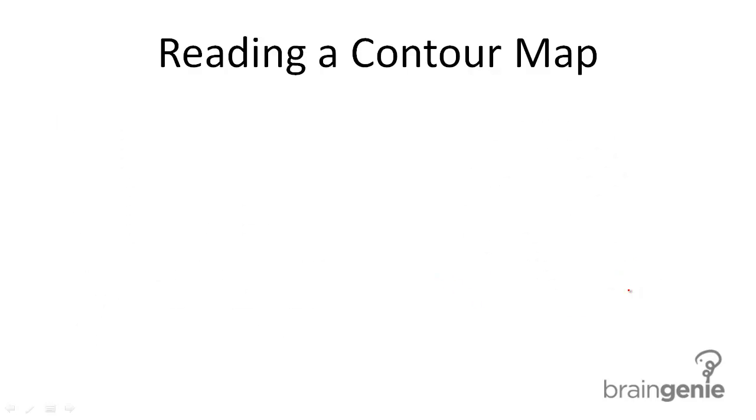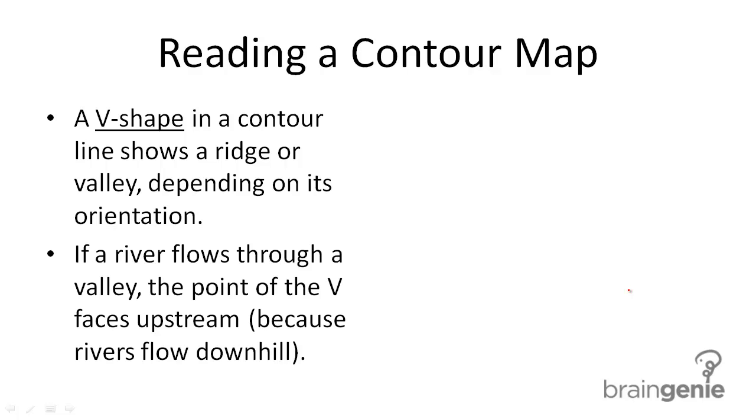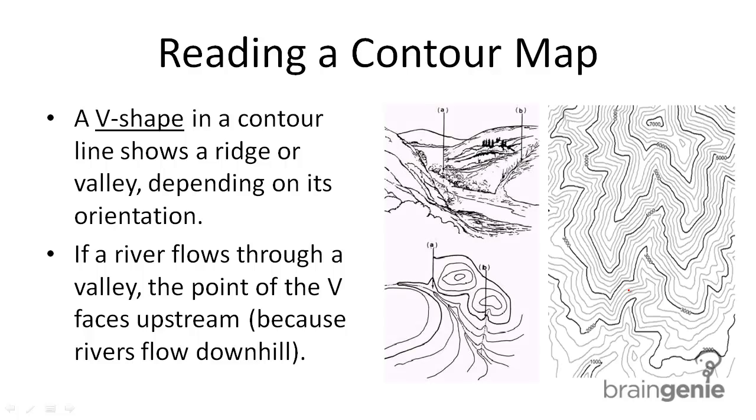A V shape in a contour line shows a ridge or a valley, depending on its orientation. If a river flows through a valley, the point of the V faces upstream. So here we have some V shapes, and these are pointed upstream, so that means that the river is flowing down it. This is what this looks like from above, and this is the contour map of it.